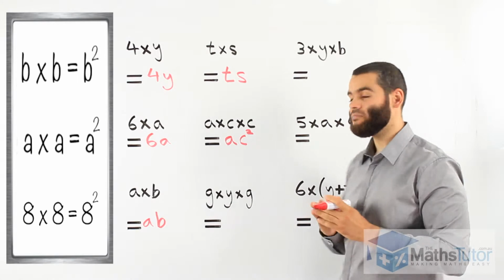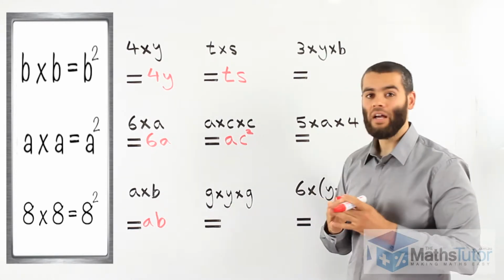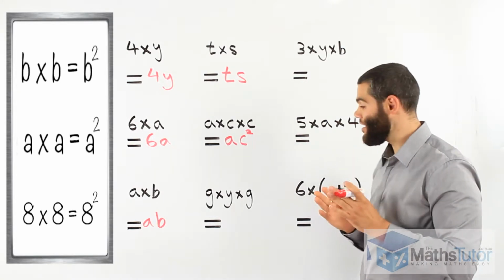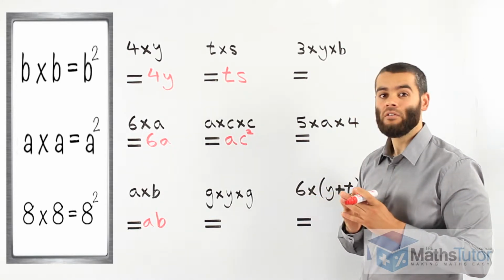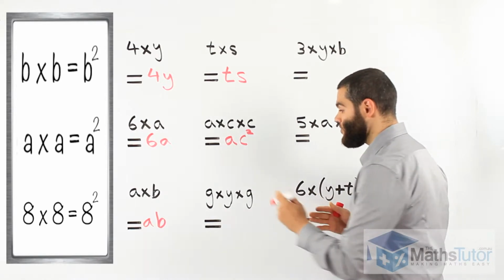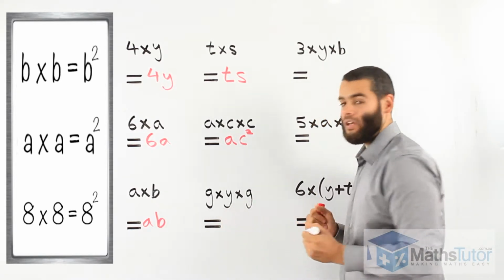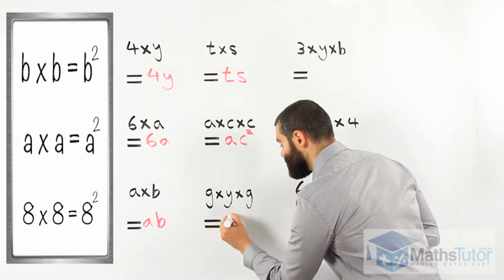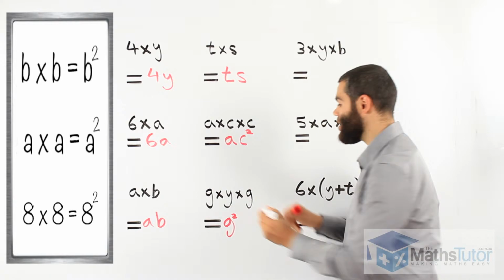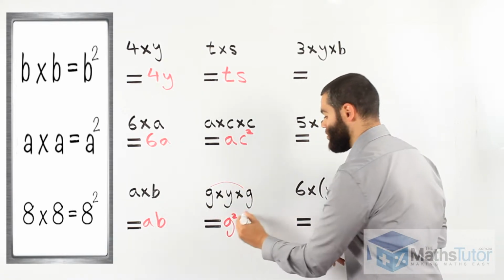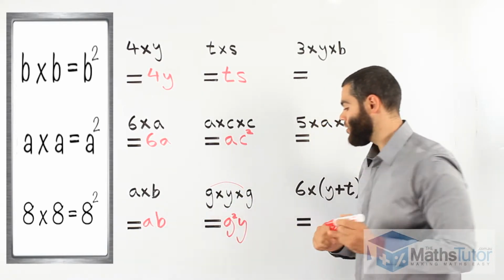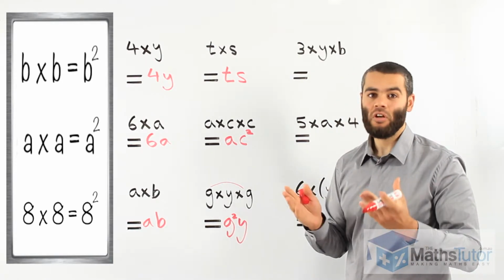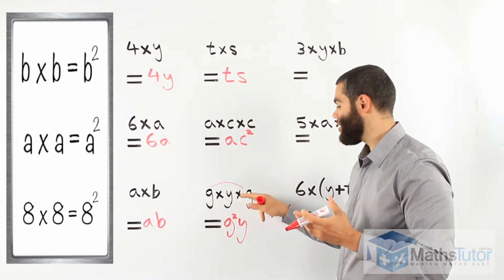See if you can do this one. G times Y times G. What do you think it's going to be? Think about it. G times Y times G. We know we can write it as GYG. However, in maths we like to make it simpler, so we write it as G squared Y, because G times G is G squared, times Y. So G squared Y, which really means G times Y times G.